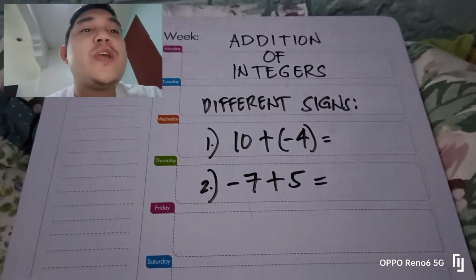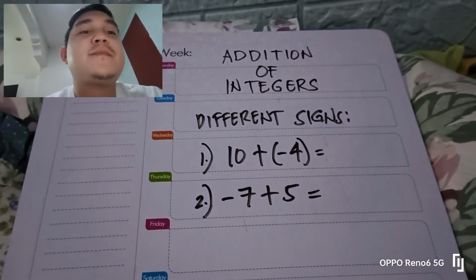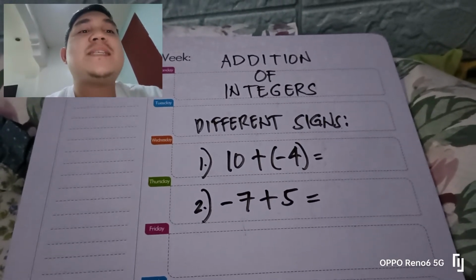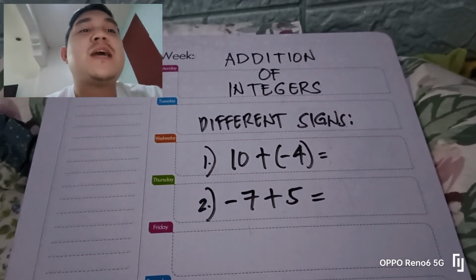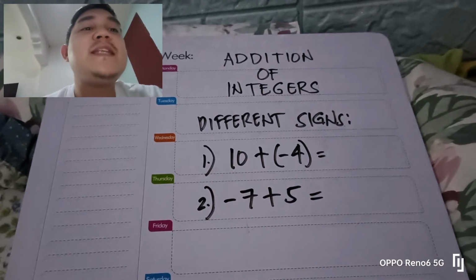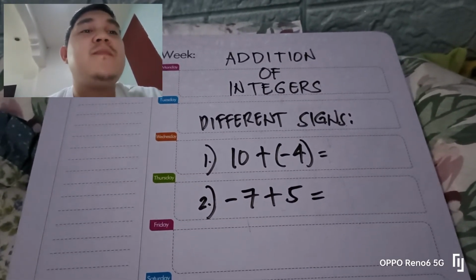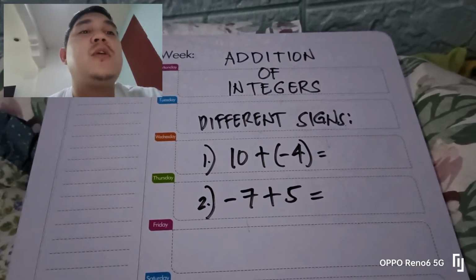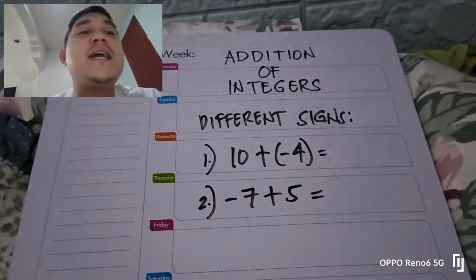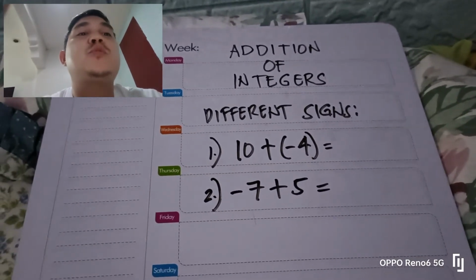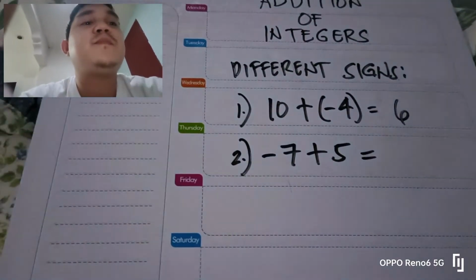Now let us have two examples of addition of integers with different signs. So number 1, positive 10 plus negative 4. So since ang duha ka numbers, lainay sila sign, so hindi na sila pwede makombine. Instead, isubtract naton ang gamay nga number sang sa dako nga number. So ibuhin naton ang 4 sa 10. So 10 buhinan 4, that gives us 6.